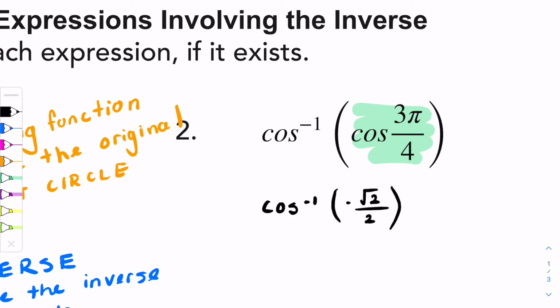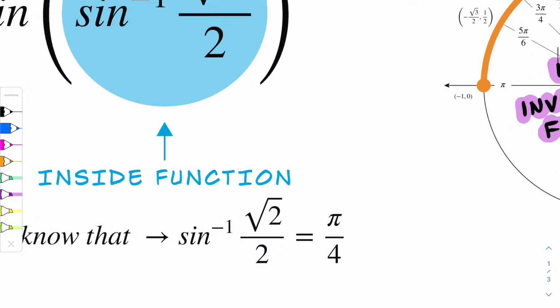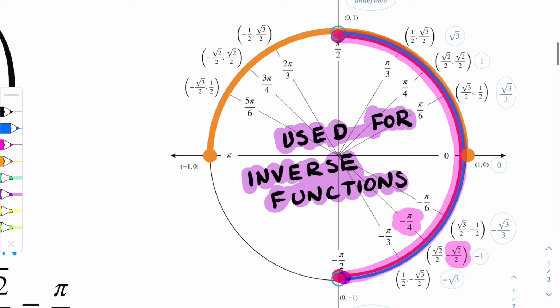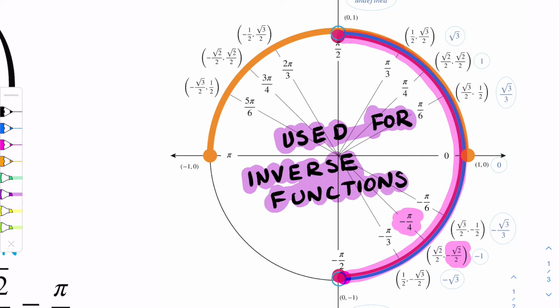Now we're looking at an inverse. We're evaluating when the inverse cosine is negative square root of 2 over 2. So I'm going to come up to my inverse unit circle. I'm going to point out to you that the cosine inverse can only occur in quadrant 1 or quadrant 2. So I highlighted all of these values in orange.